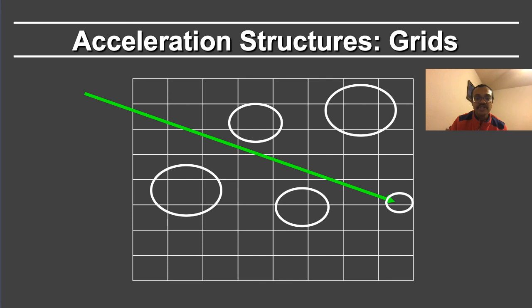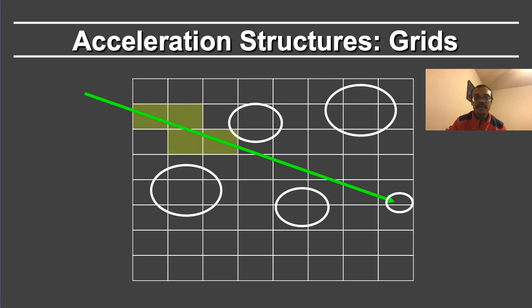The first acceleration structure we will discuss is the regular grid. In this example, I am showing a scene which has a few circles or ellipses in it, and it has a grid on it. In this case, it is a regular grid. The ray is traversing the grid, and we can go from grid cell to grid cell. So the ray starts at the first grid cell. That grid cell is empty, it doesn't have any geometry. So the ray moves to the next grid cell, and so on.